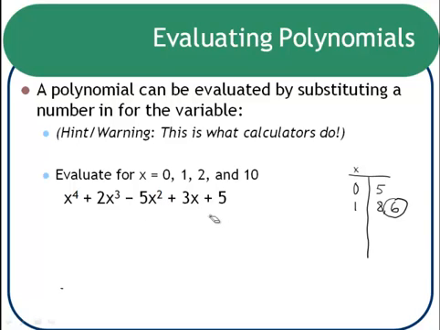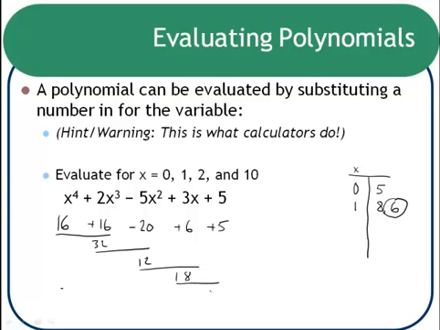Let me erase this a minute. If I plug in a 2, 2 to the 4th power is 2 times 2 times 2 times 2, that's 16. 2 to the 3rd power is 8, and 2 times 8 is also 16. 2 to the 2nd power is 4, 2 times 2, 4. 4 times 5 is 20, and that's being subtracted, so minus 20. 3 times 2 is 6, and then 5. If I were to add these together, 16 and 16 is 32. Minus 20 is 12. 12 plus 6 is 18. And 18 plus 5 is 23, just what the calculator said.